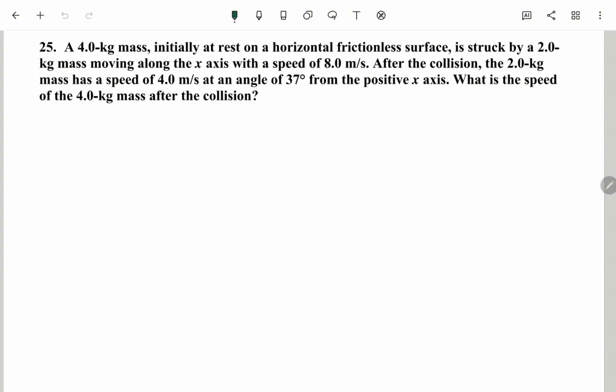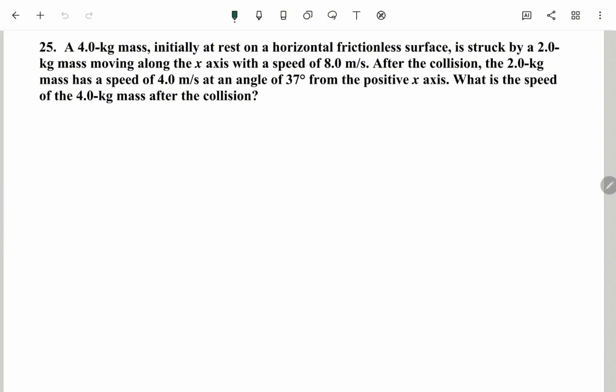A 4 kilogram mass initially at rest on a horizontal frictionless surface. It's struck by a 2 kilogram mass moving along the x-axis with a speed of 8 meters per second. After the collision, the 2 kilogram mass has a speed of 4 meters per second at an angle of 37 degrees from the positive x-axis. What is the speed of the 4 kilogram mass after the collision?